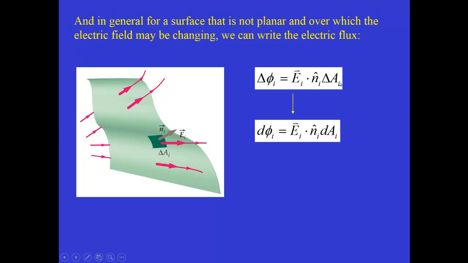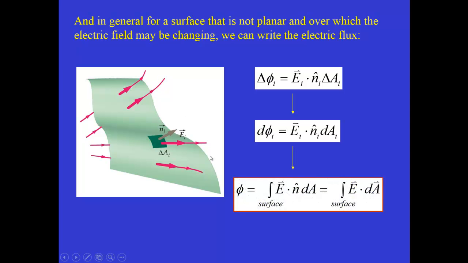We can take that in the limit where delta A becomes very, very small. We'll call it dA, and we will call the flux contribution d phi. Expressed in this way, all we have to do to get the total flux through the entire surface is to integrate. So the total phi is the integral over the surface of E dot n hat times dA. And using that definition from the previous page, we can define a differential surface vector dA, which has a magnitude equal to the area of the element and a direction equal to the surface normal n hat.